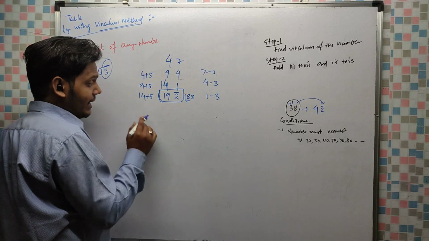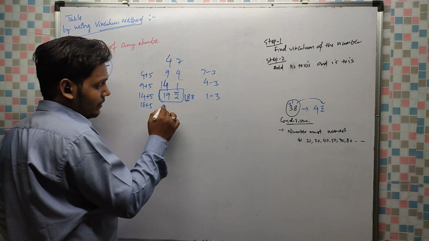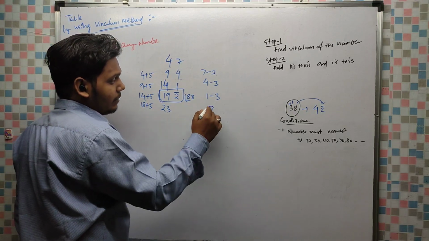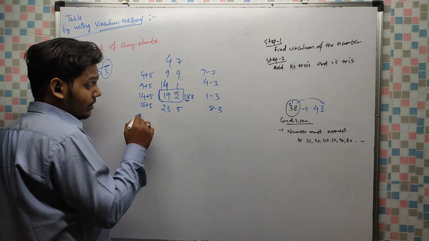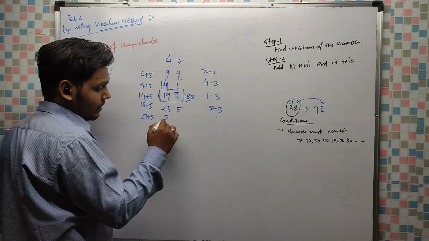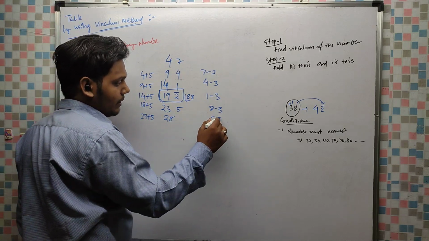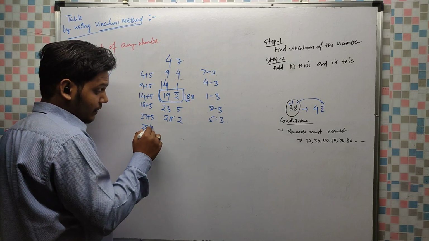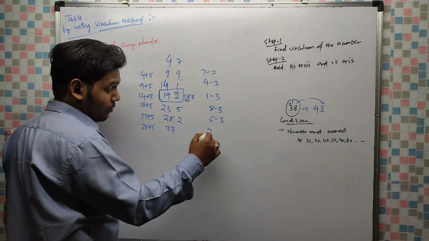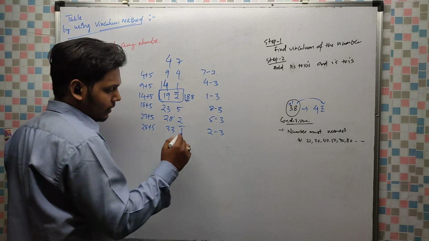Now consider this 18. 18 plus 5 is 23, and 8 minus 3 is 5. Then 23 plus 5 is 28, and 5 minus 3 is 2. Now 28 plus 5 is how much? 33. But 2 minus 3 is 1 bar.